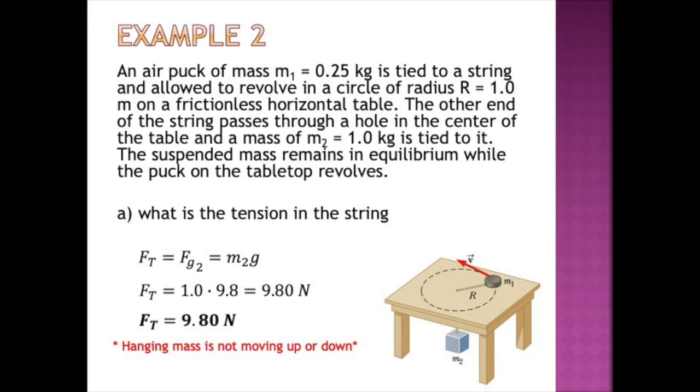That means that the tension in the string is actually equivalent to the weight of the hanging mass itself. You'll notice how we're not talking about the orbiting puck yet. So when we calculate the tension, it's just a Newton's law question where the tension is equal to Fg2, which is equal to 9.8 newtons.